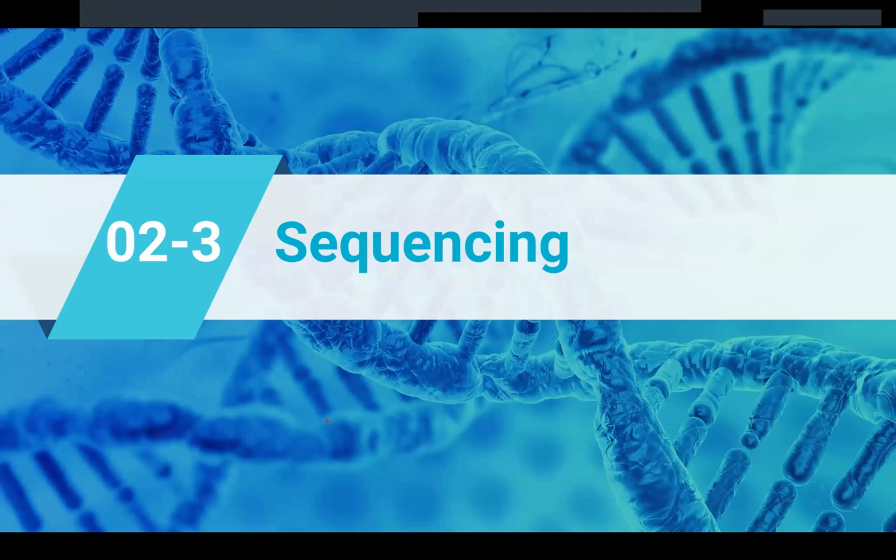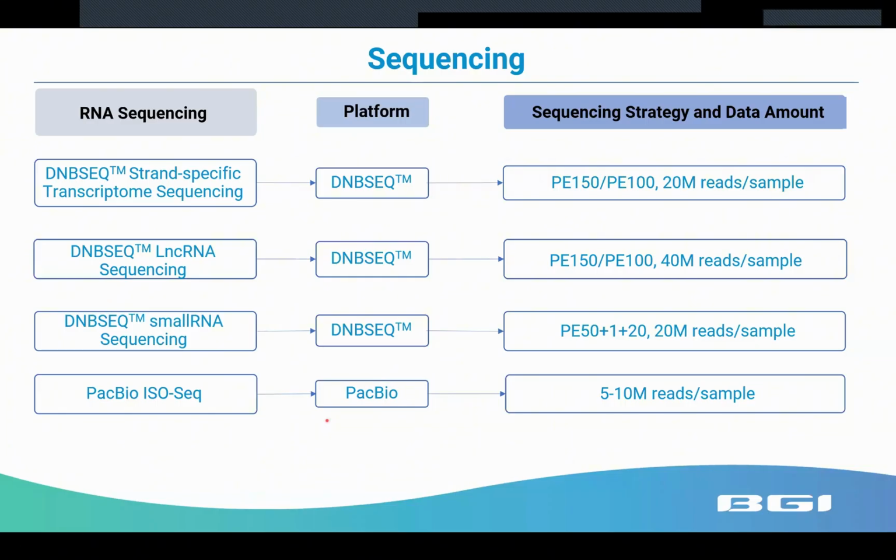After the library quality check, we go for the sequencing part. The sequencing strategy and recommended data amount for each RNA sequencing type: 20 million reads is enough for mRNA sequencing, and 40 million reads is recommended for lncRNA sequencing. 20 million reads is enough for the small RNA sequencing. And for PacBio, since it's full-length mRNA, 5 to 10 million reads per sample can be enough. What's more, if you want to look deep into the really low abundance RNAs, more sequencing data will be suggested.